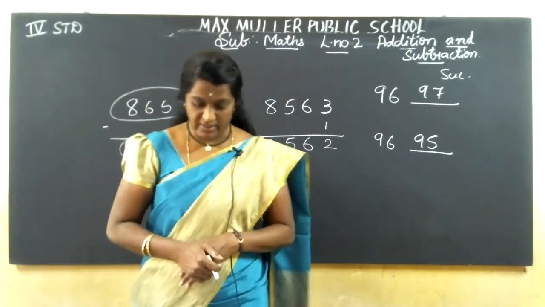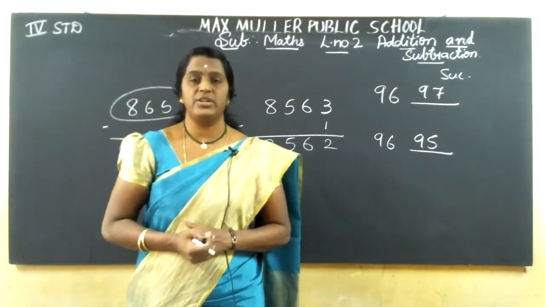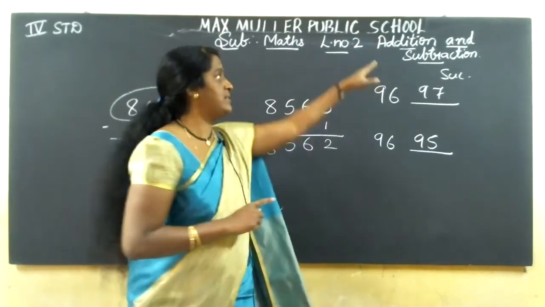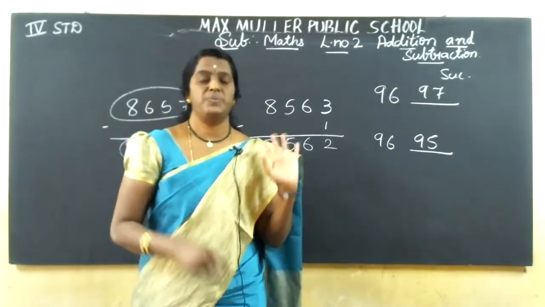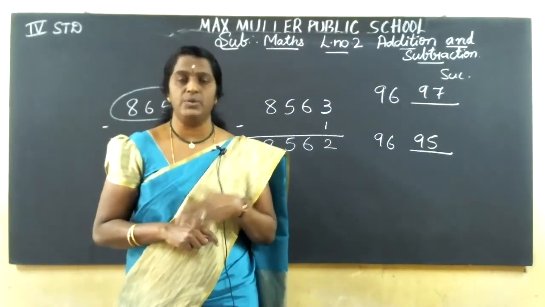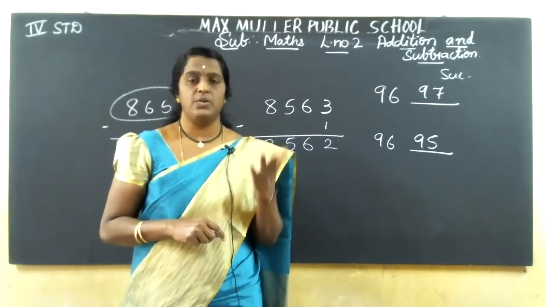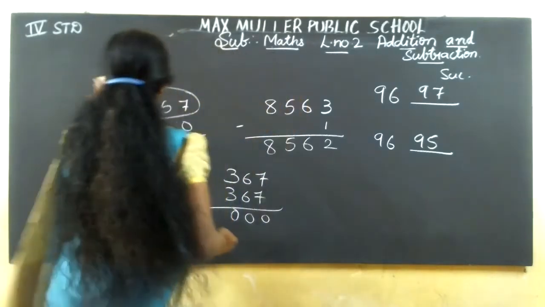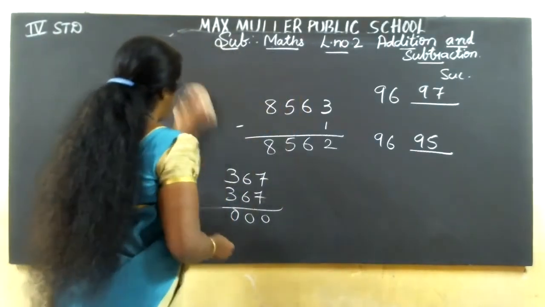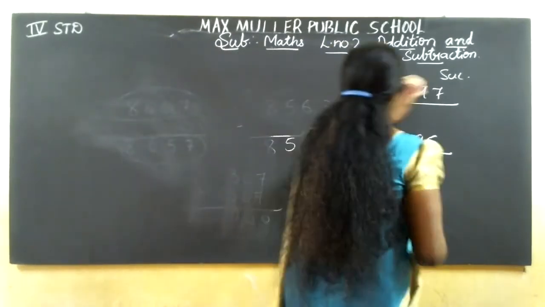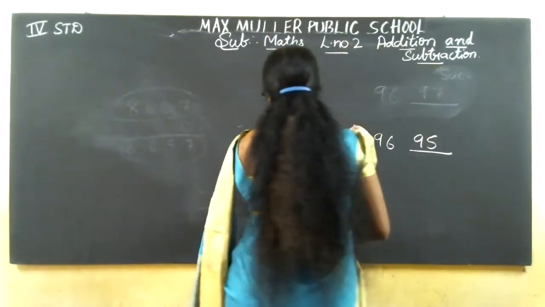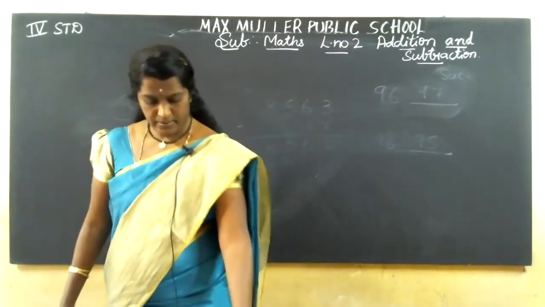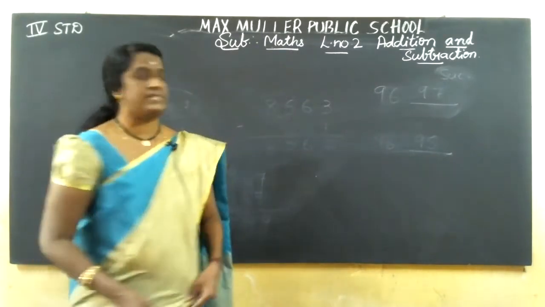Addition and subtraction together. Now we are going to learn addition and subtraction together. See, the lesson name is addition and subtraction. The first part, addition, we have completed. Now I am teaching you subtraction. Yes, no, children? So now we are going to learn addition and subtraction together. Yes, exercise 6.